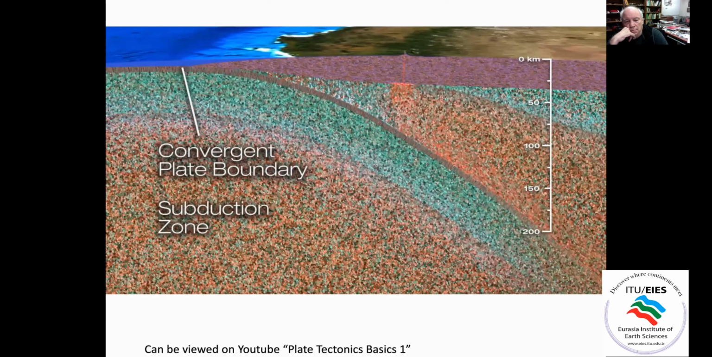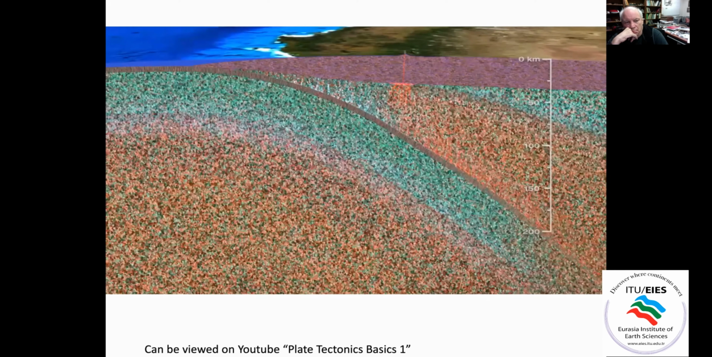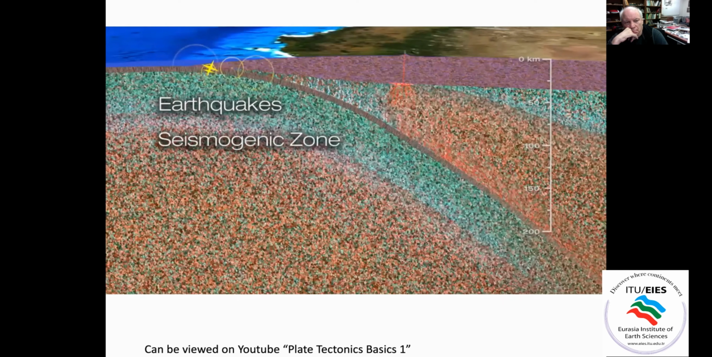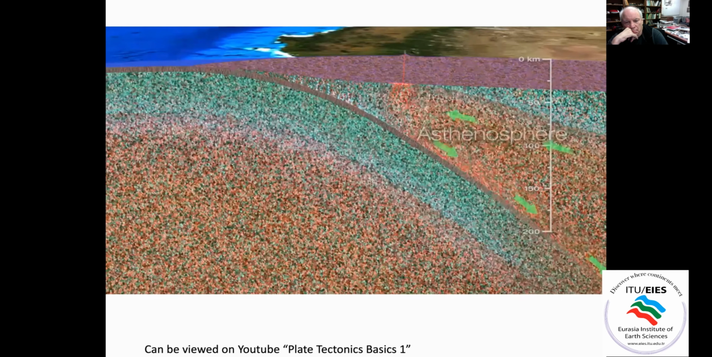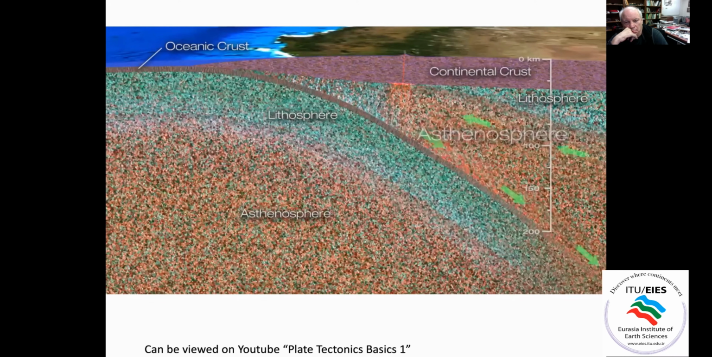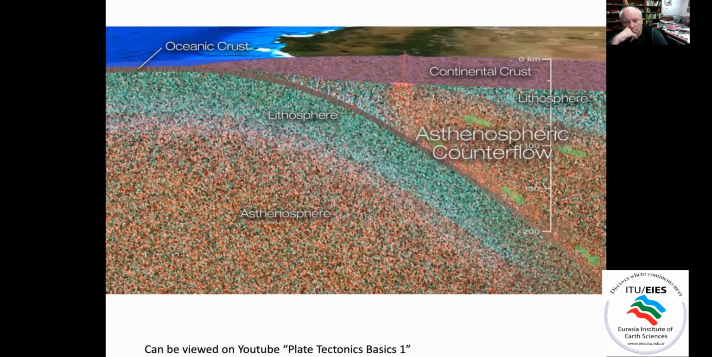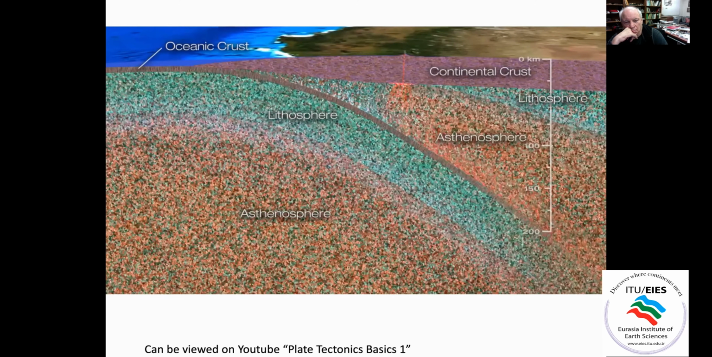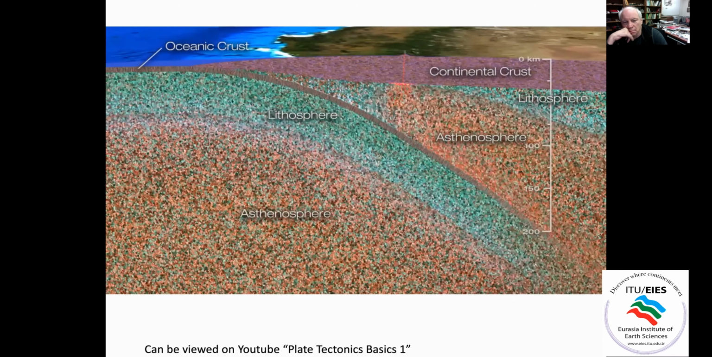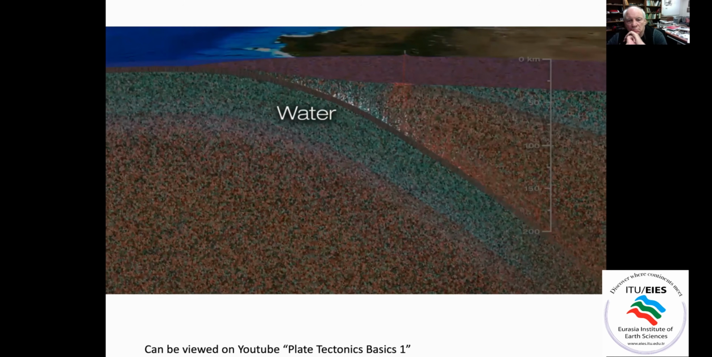Plate convergence can create enormous strain at the interface between the two plates, causing powerful earthquakes in a region known as the Seismogenic Zone. As the plate sinks deeper, it drags the overriding asthenosphere down with it, inducing asthenospheric counterflow that draws in more asthenosphere. At the same time, the sediments and hydrated crust of the downgoing plate are increasingly squeezed and heated as the plate descends, releasing the water acquired over millions of years on the seafloor.